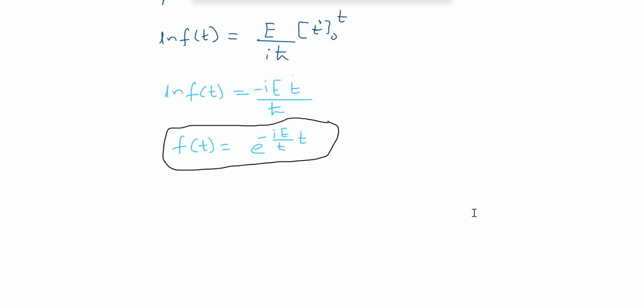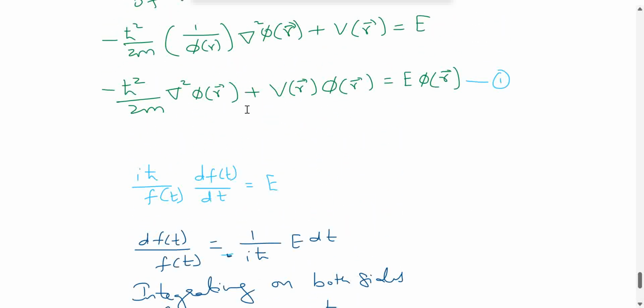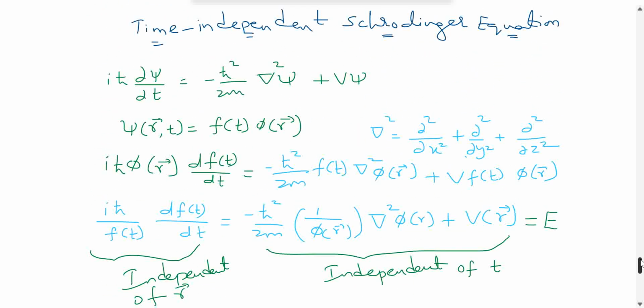So the equation which we have written above, this equation 1, is nothing but the time independent Schrodinger equation. Also, one more thing to note is that we have written psi of r comma t as f of t into f of r.